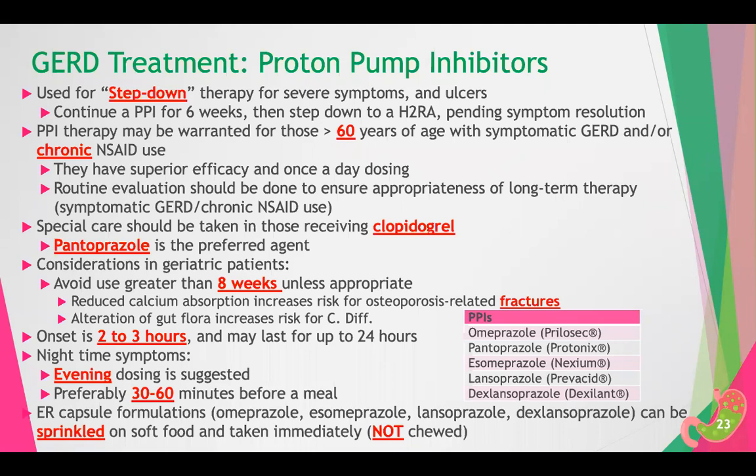They do have minimal CNS side effects, but with our PPIs, routine evaluation should be done to ensure appropriateness of long-term therapy, meaning if the patient does not have symptomatic GERD or if they're not on chronic NSAIDs, we have to evaluate if this is going to be appropriate. And for this reason, our PPIs are also on the Beers criteria. So they're on the Beers criteria for the increased risk of C.